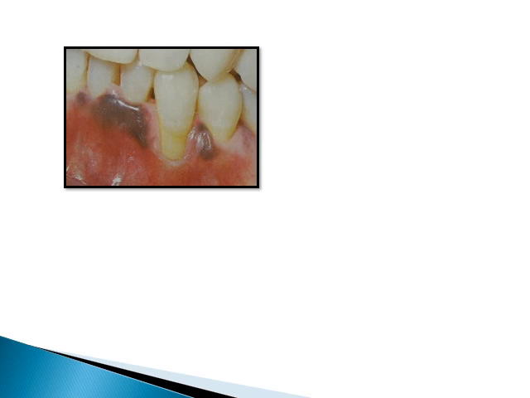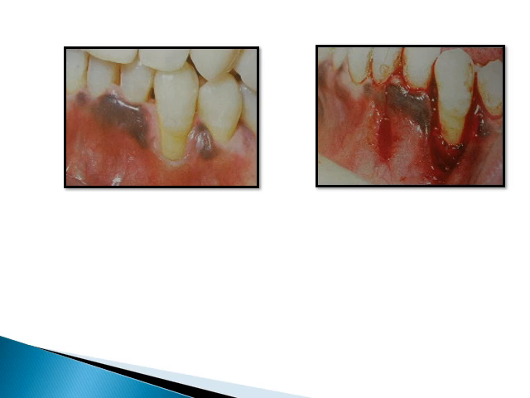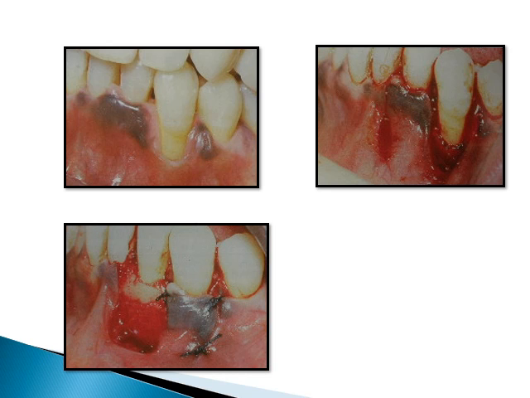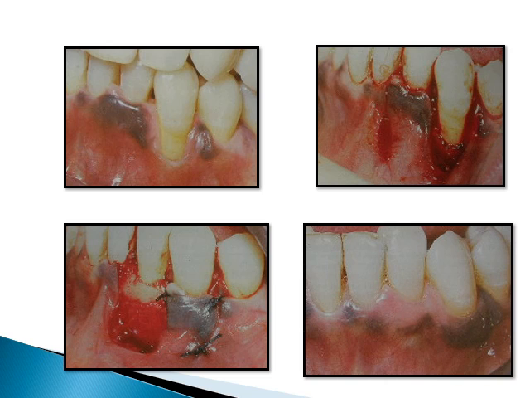This is a case with a localized recession related to the canine, and this is the intact area. This is the recipient site, and this is the donor site. Make a vertical incision, as mentioned before, extending to or beyond the mucogingival junction, and move the flap laterally to cover the recession, the crown, and suture, and this is after healing.